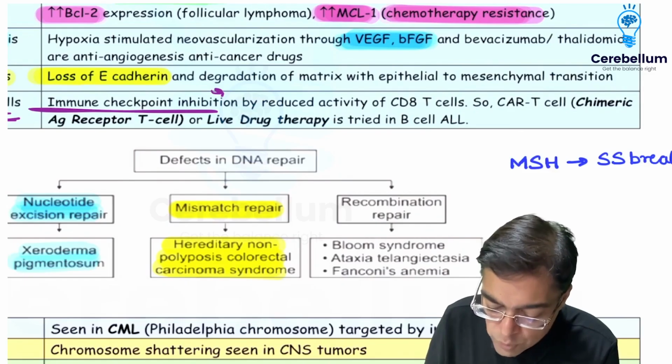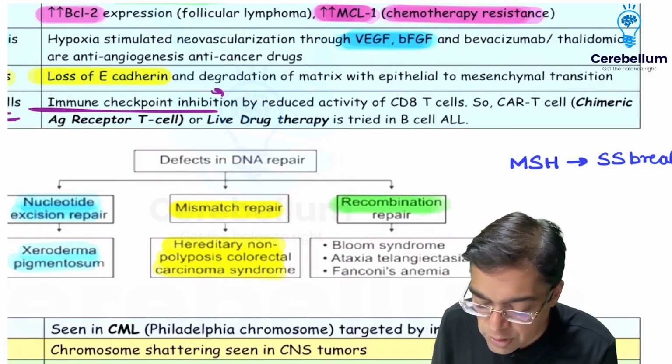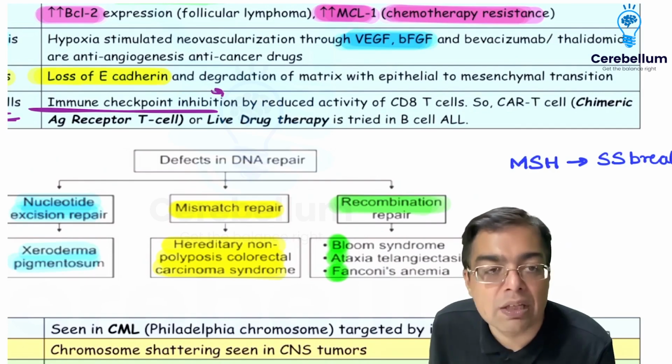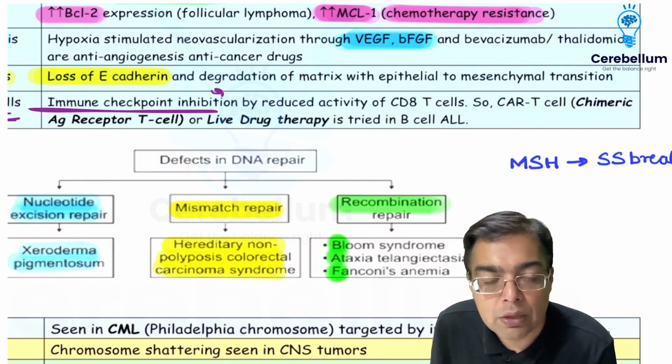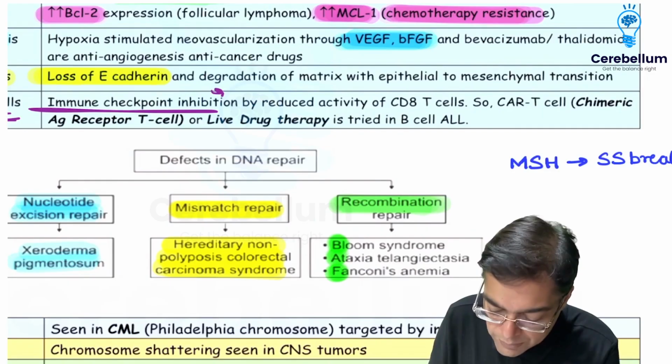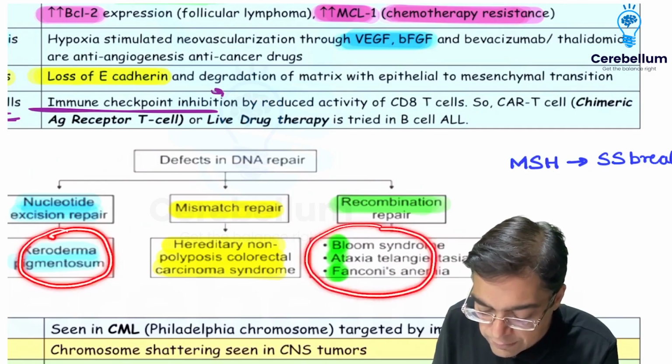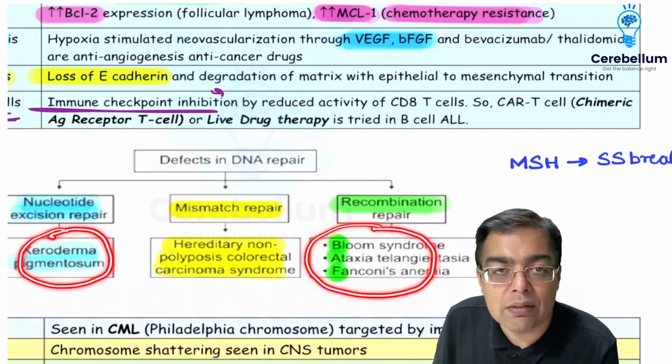We could be having a situation in which the patients are going to be having recombination repair defects. Say for example, Bloom syndrome. Or we can be having ataxia telangiectasia, or we can be having a condition given the name of Fanconi's anemia. Now, if you see the name carefully, what I want you to remember is the first condition, that is xeroderma pigmentosum, and these three conditions, the Bloom syndrome, ataxia, and Fanconi's, they are examples of autosomal recessive.